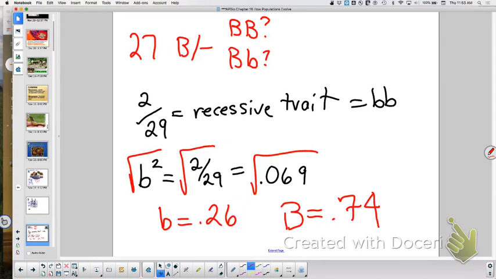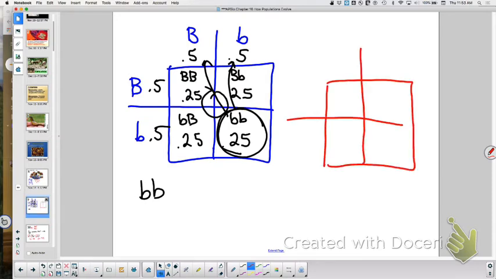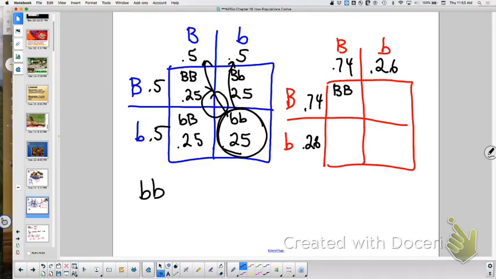Let's go back to our Punnett square so you remember. Look back here. Let's redo our Punnett square, this time within this classroom. We have big B, big B, little b. What were our two numbers again? 0.26 and 0.74, right? Do you agree with that calculation? So now you need to do big B times big B, which is 0.74 times 0.74. What is that?